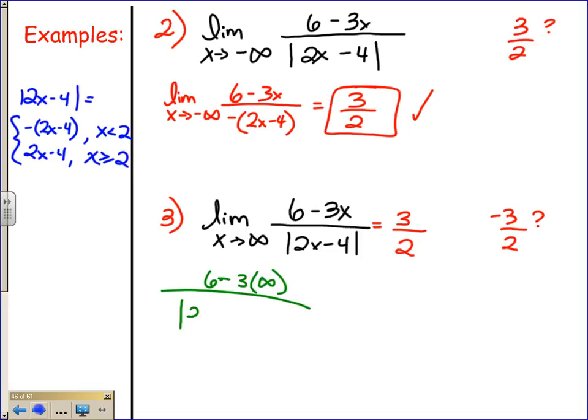All over, this is my soft math, right? Just kind of pretending that I can get a sign out of it. Who's going to win, the 6 or the 3 times infinity? What sign is he going to have? Negative. What's coming out of my absolute value? So what's my sign?